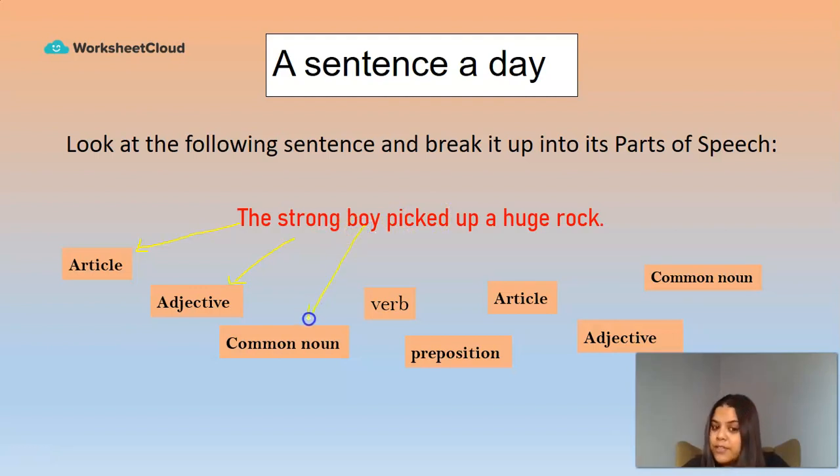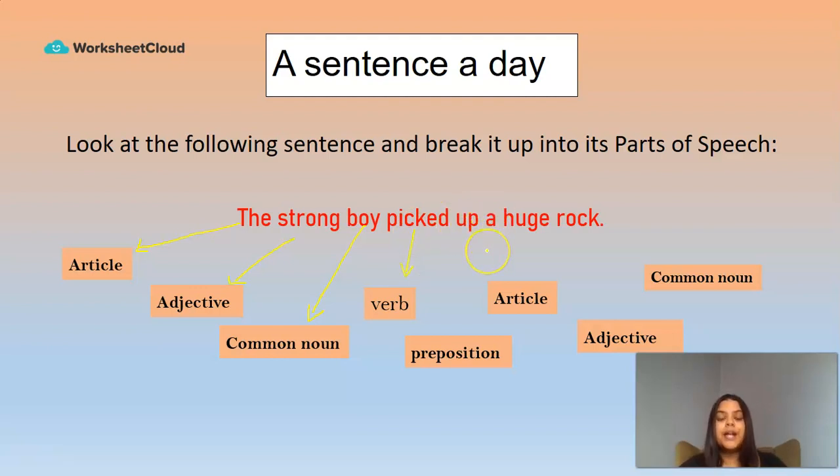We have covered nouns in our previous lesson. So for now, you have to actually tell me what kind of noun it is. And it is a common noun. Picked. Picked describes an action, or it tells us what the action of the sentence is, and therefore it is a verb.